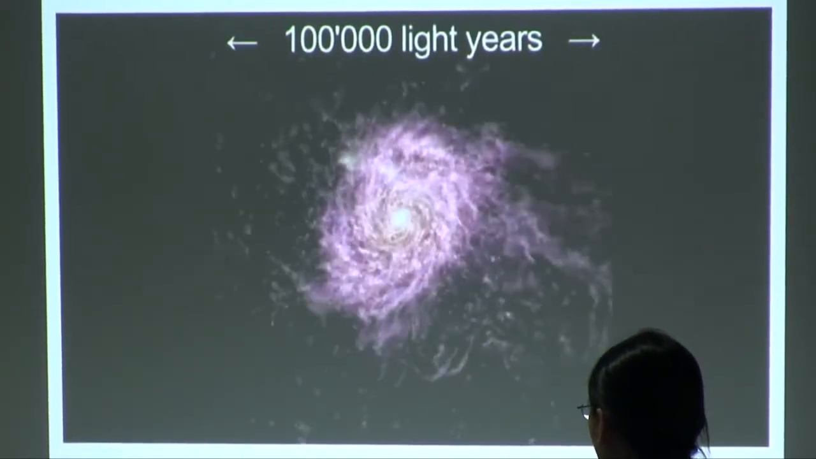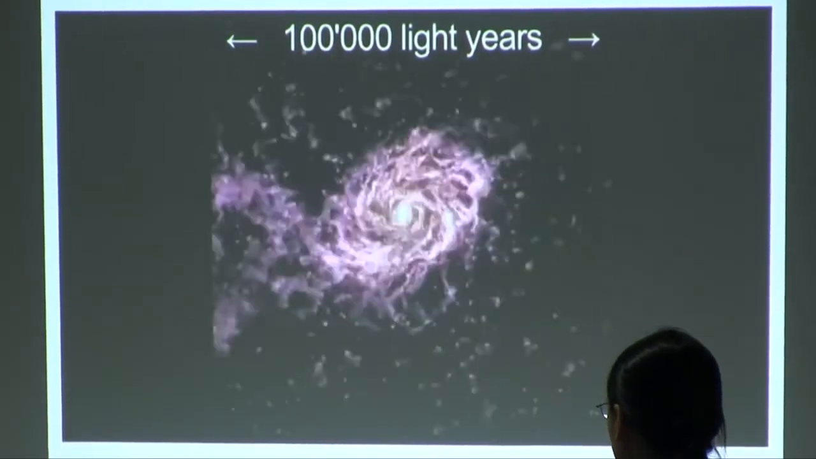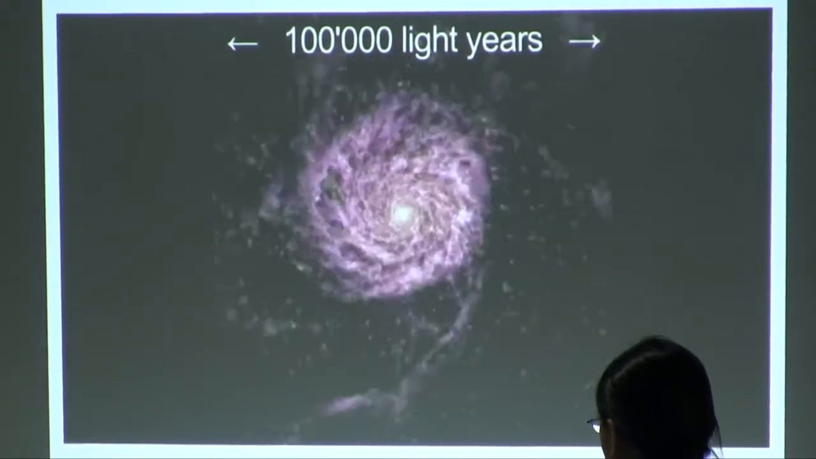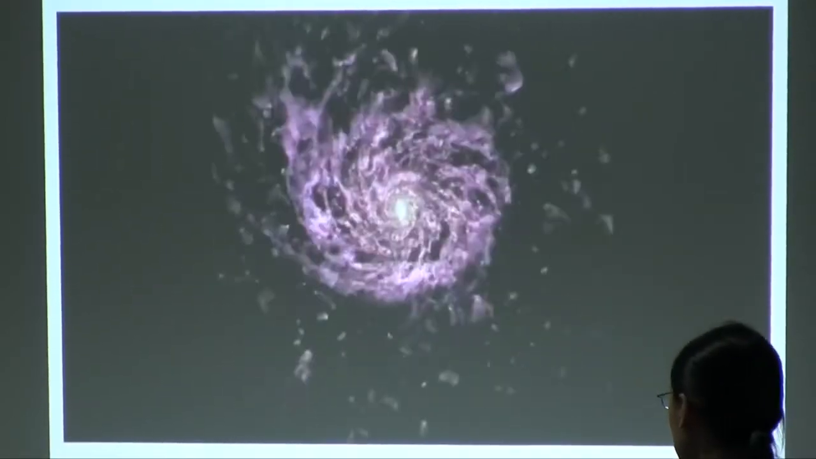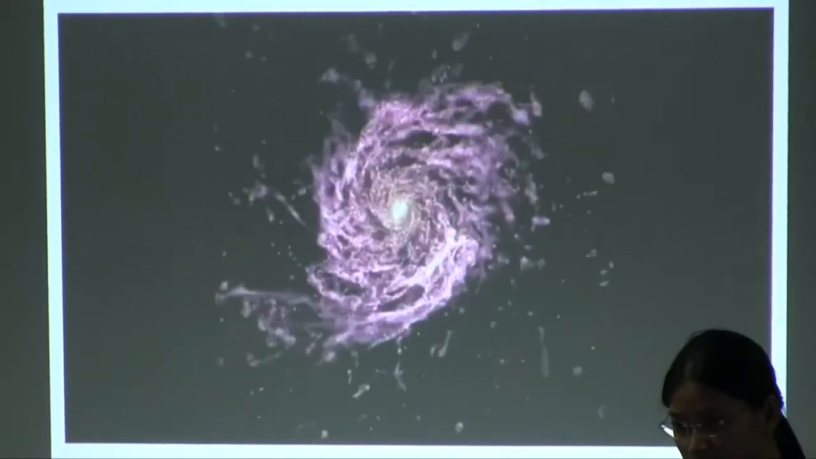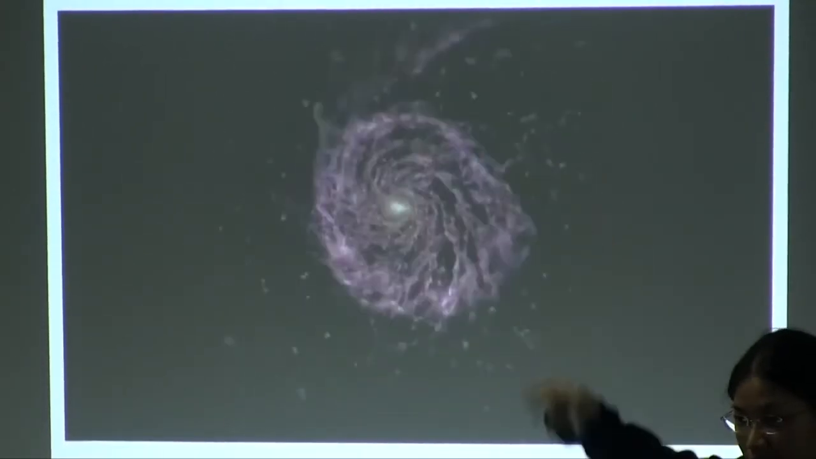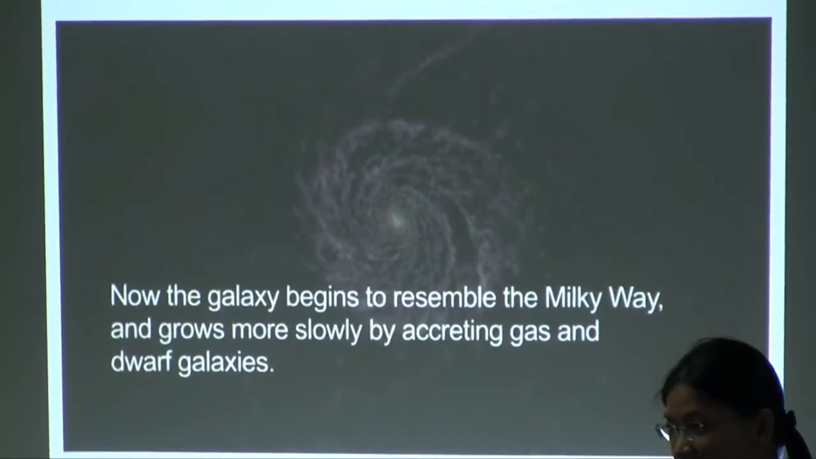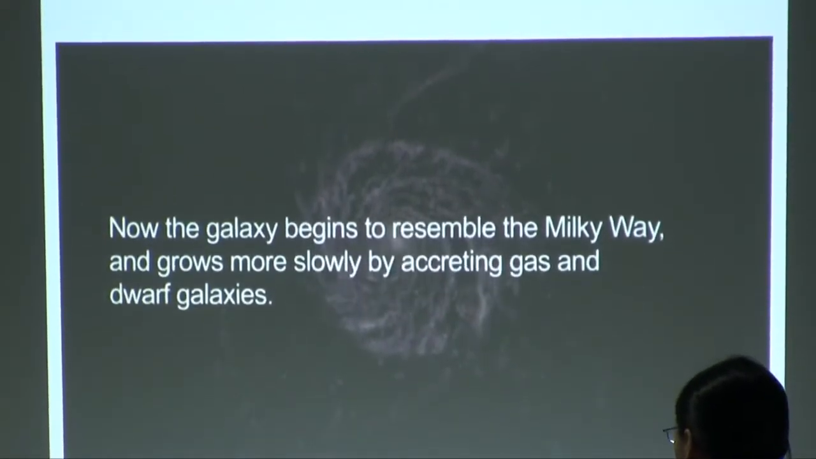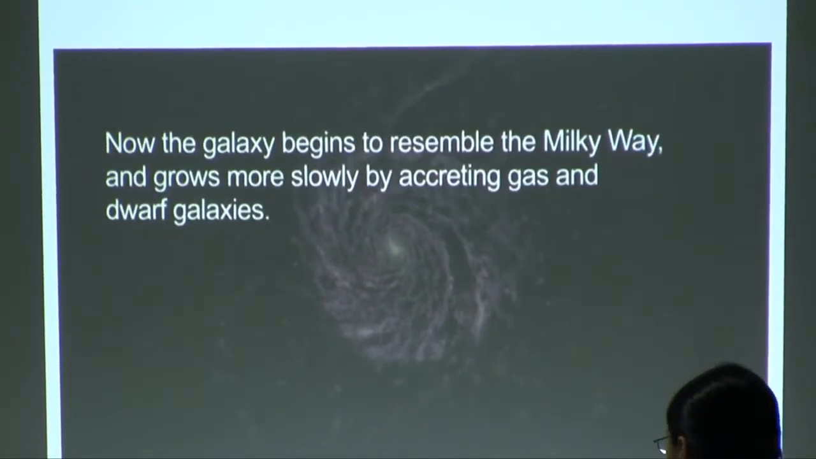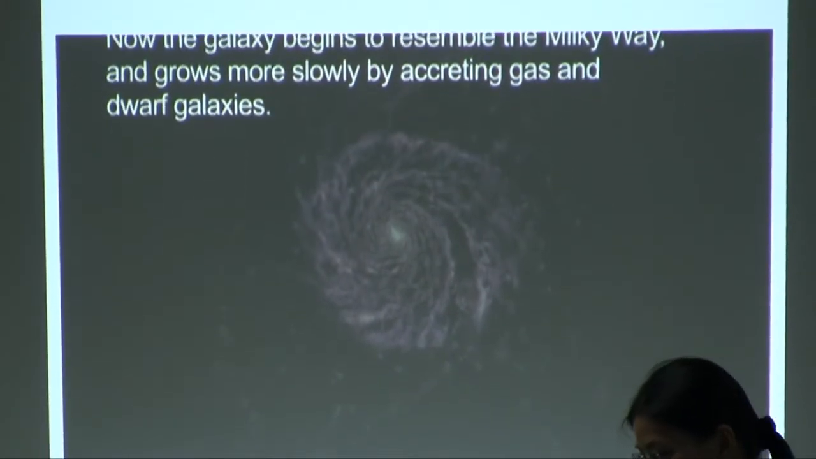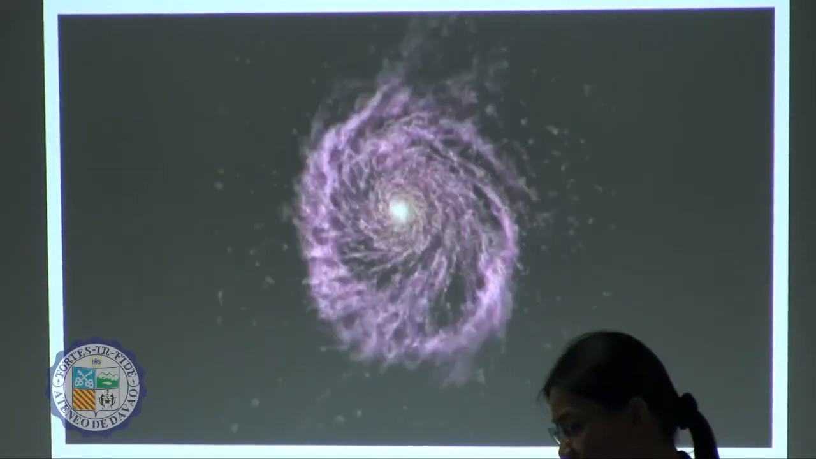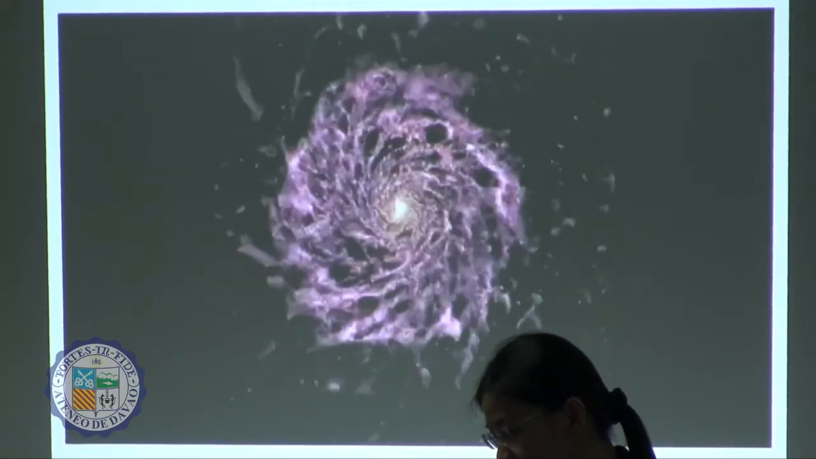So our galaxy is like a cannibal, because sometimes there's a small galaxy and it gets eaten up by the big galaxy. And it's doing this even as we speak right now. There are galaxies that are joining our Milky Way. And so now, after 10 billion years of growing, we have a galaxy that resembles the Milky Way. And now it's more slowly accreting smaller galaxies.